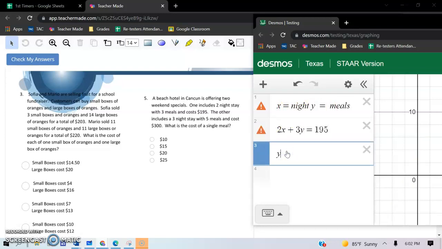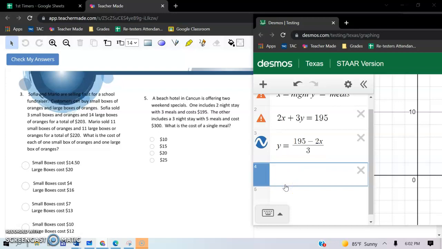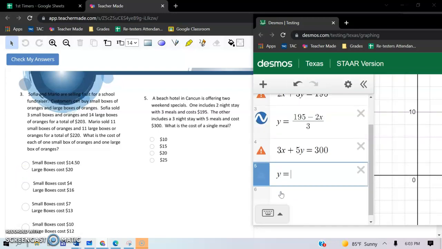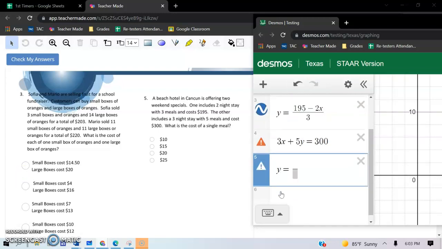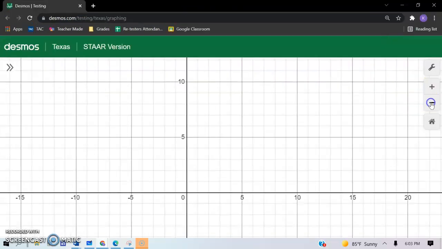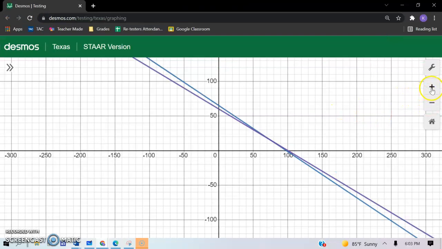Let's solve for y. Y equals 195 minus 2x divided by 3. The other special is 3-night stay, 3x, plus 5 meals, 5y, for a total of 300. Let's solve for y. Y equals 300 minus 3x divided by 5. Now that I have my two graphs, I'm going to minimize, and this is my answer right here.